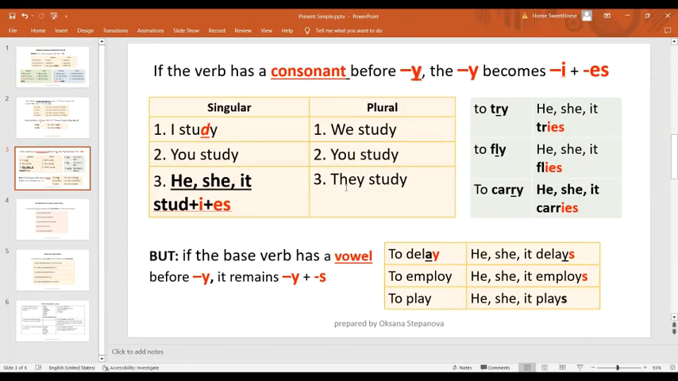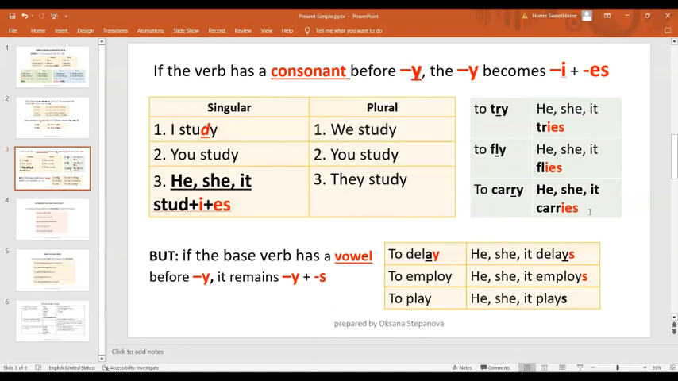we add es after the consonant y. Oh, sorry, consonant, yes. In some cases, it is a vowel. Y can be a consonant or a vowel too. So when the verb ends in y, we remove y and change it to ies.